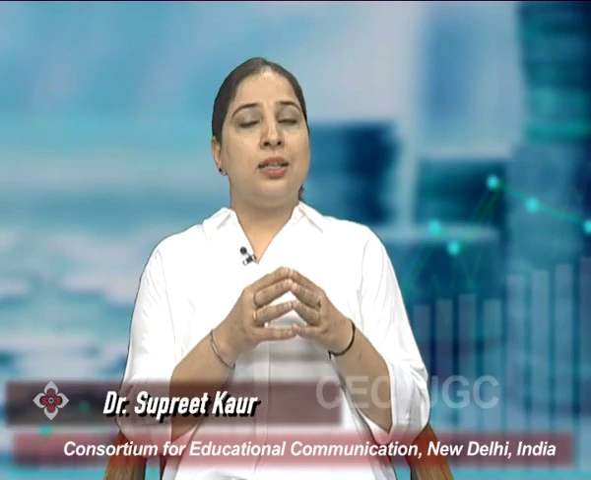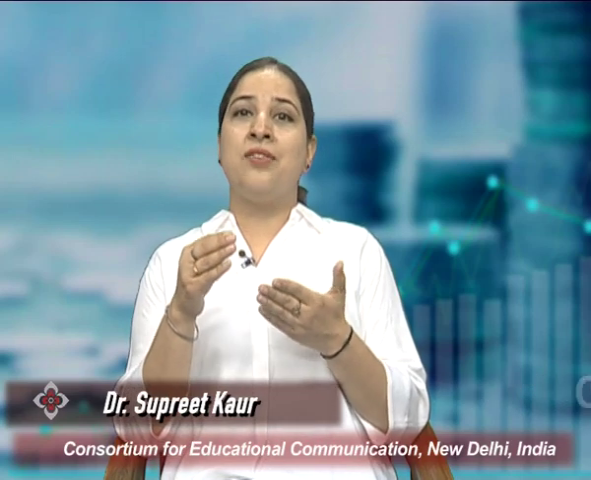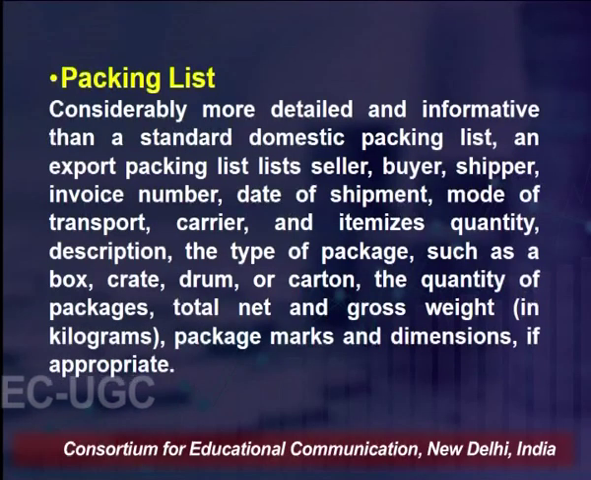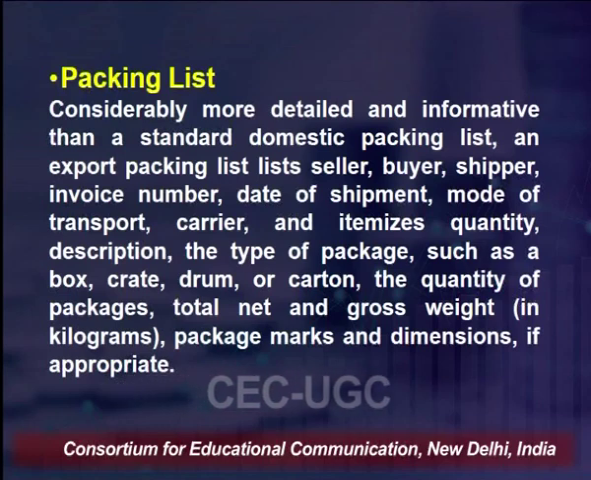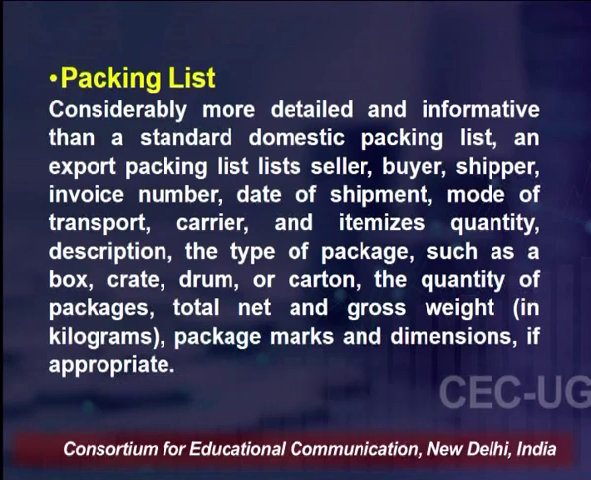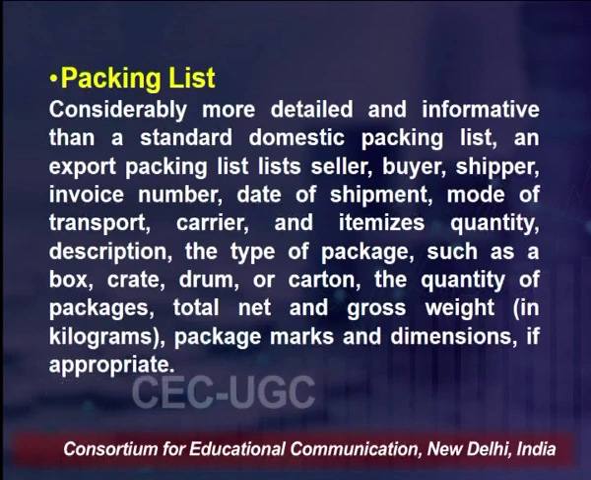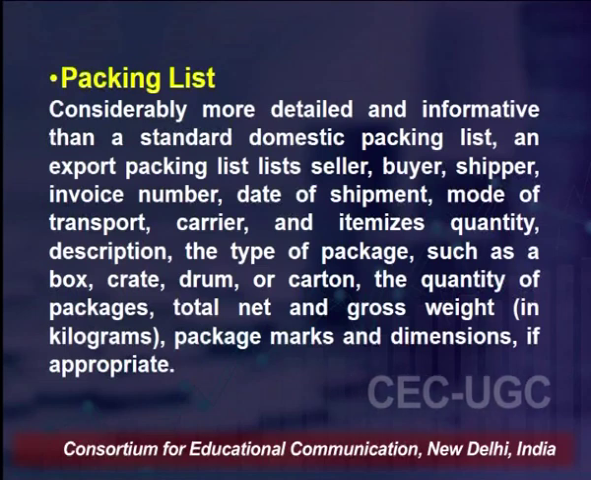Next to your commercial invoice is your packing list. Now the packing list, as the name indicates, will have the entire description about the date of shipment, the mode of transportation, the carrier which is taking this consignment, and the itemized record of quantity. Let us suppose there are 10 commodities in a consignment. So the listing about each and every commodity, its quantity, its price, the type of package being used, the total net and gross weight. Everything, the dimensions, the marking, will be mentioned in this packing list.